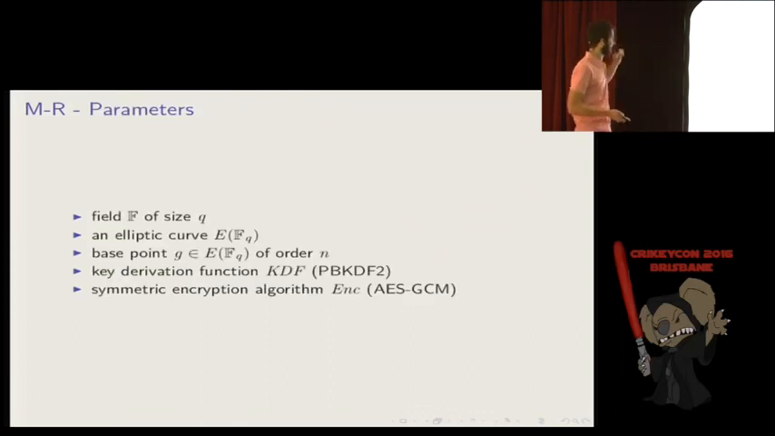So the parameters for McCallum-Vanstone, as we're using it in our software, we're using the elliptic curve variant. You can do it in integer groups. So you have an elliptic curve field F of size q and an elliptic curve on that field. We have a base point or a generator g, which is a point on the elliptic curve. And we also use a key derivation function, incidentally PBKDF2, and a symmetric encryption algorithm, ENC. Again, incidentally, we use AES-GCM.